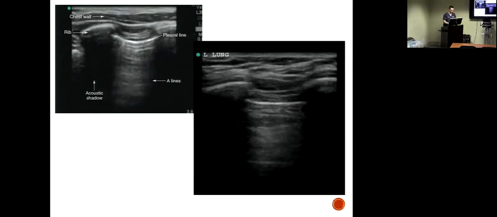Again, just more views, ribs, and then you see the black rib shadows, and you're looking for that white line.